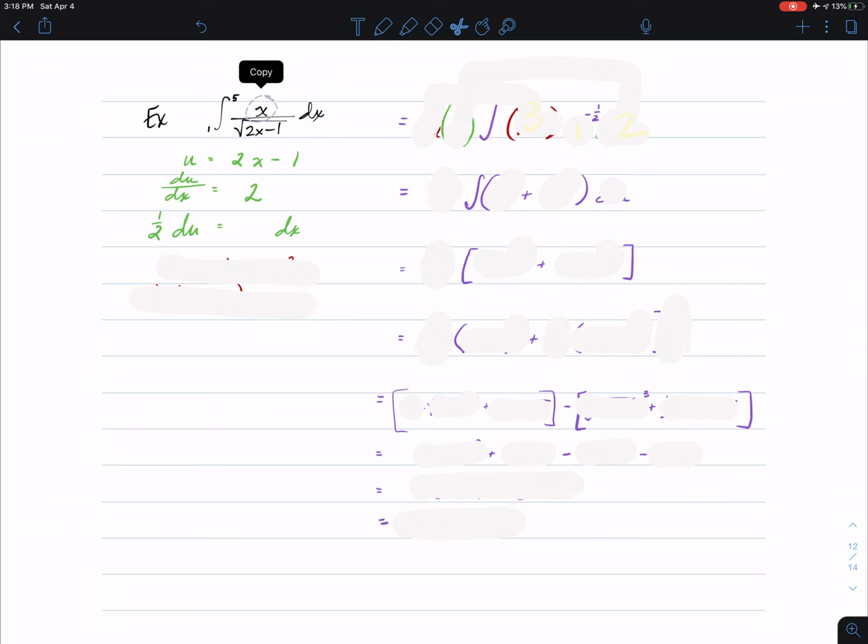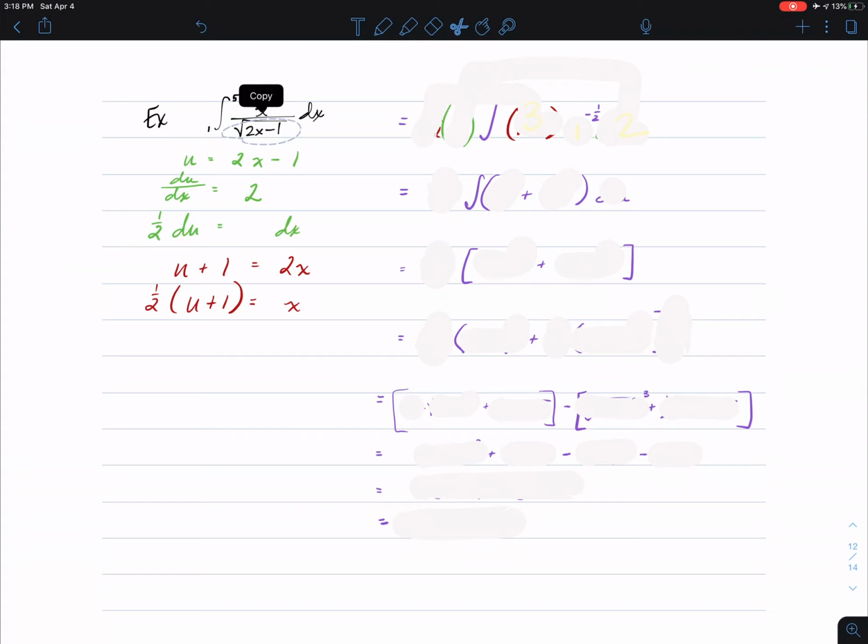I do not have anything yet to plug in for x, so this is where I'm going to take what I originally came up with, and let's solve for x. So I'll add 1 to both sides and divide by 2. And now I have something that I can plug in for my x, and it's only written in terms of u. Okay, so let's take this piece at a time.